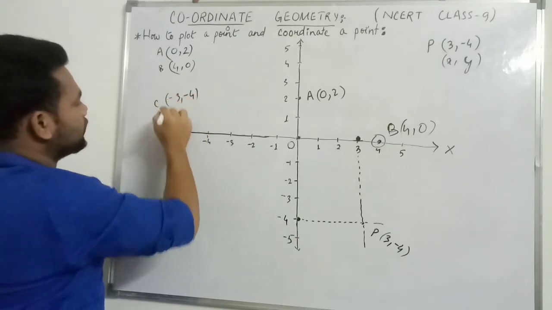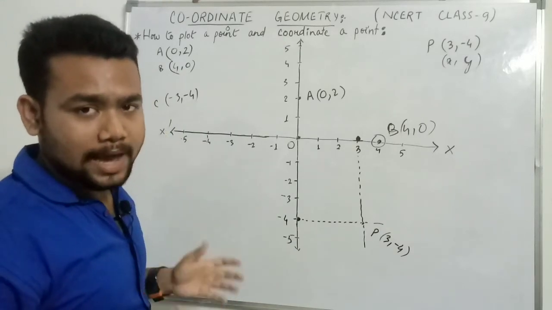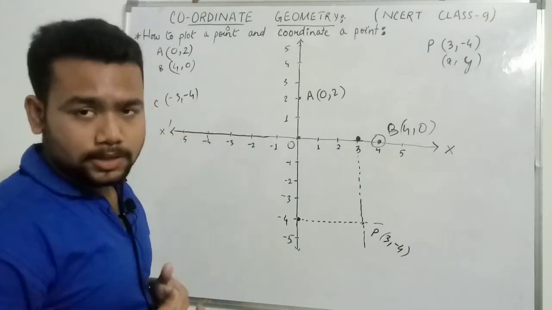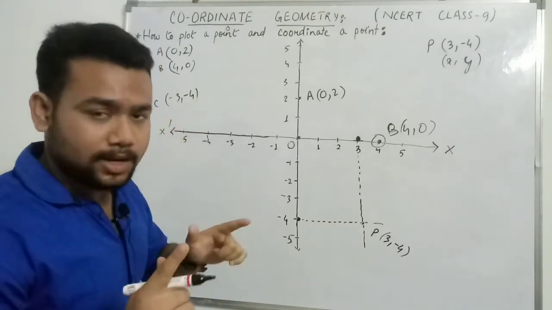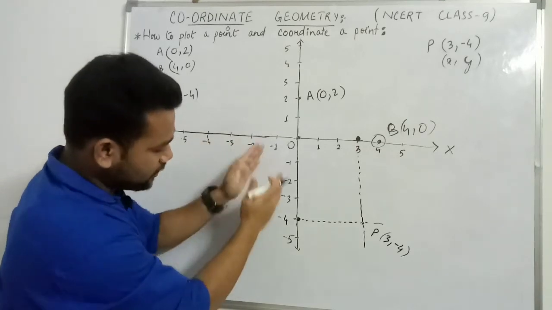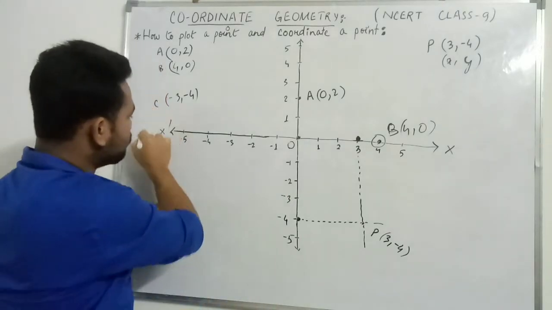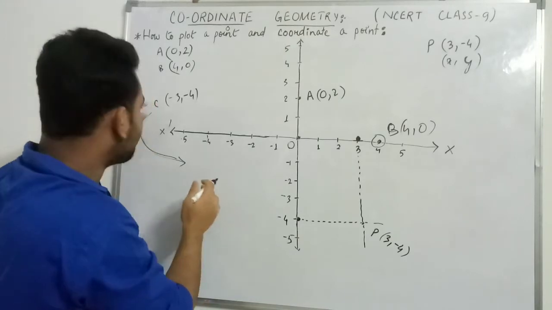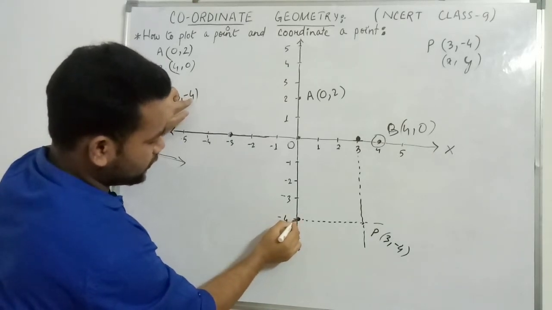Suppose -3, -4. This is the point. If teacher asks you -3, -4, where does this particular point lie, in what quadrant, right? In which quadrant? -3, -4. See, x is -3, y is -4. Both the values are negative. See, x takes the negative values, and y here takes the negative values. So obviously this point will lie in this third quadrant, right? So check it out, -3 is where? This is -3. -4, y is -4. Check it out, this is -4.